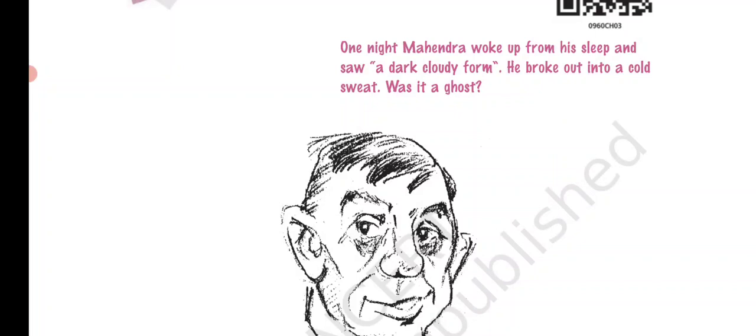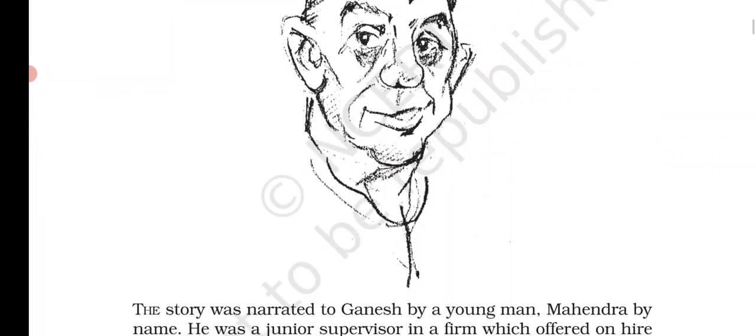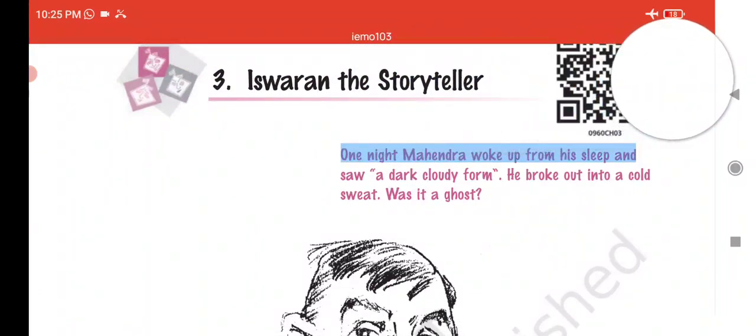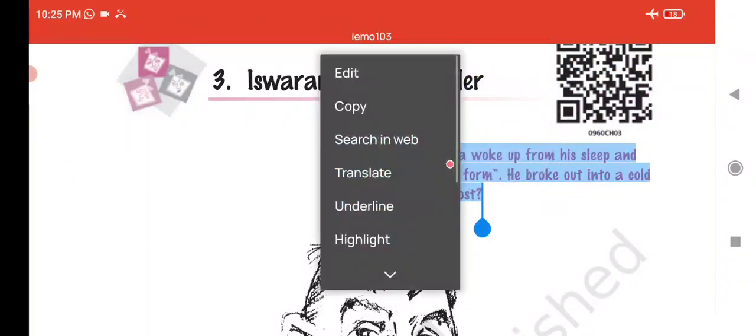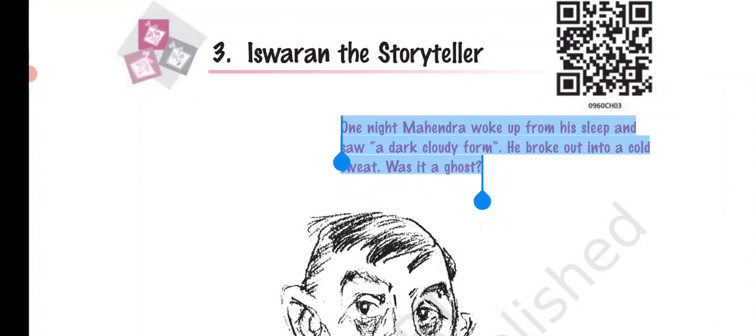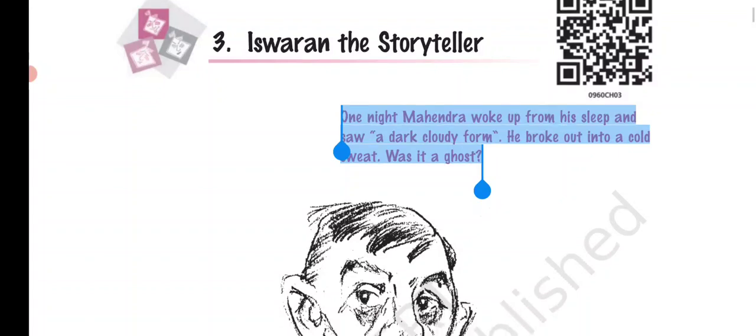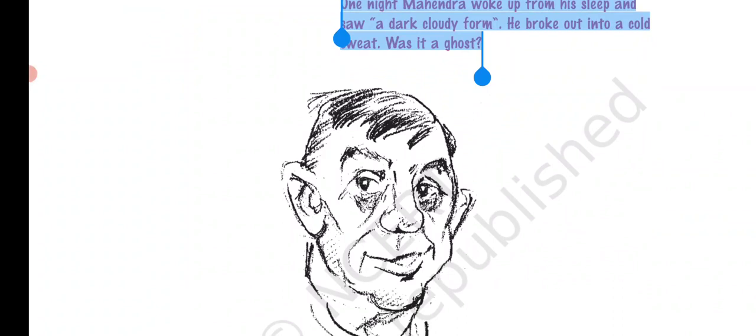So I will be highlighting the text for you so that you could keep track of the chapter. So I think we should start. Let's read. One night Mahindra woke up from his sleep and saw a dark cloudy form. He broke out into a cold sweat. Was it a ghost? It is more like a teaser for you children. It is one of the incidents that happened with Mahindra. When he woke up, he saw a dark cloudy form, and obviously he must have thought it was a ghost, and he broke out into a cold sweat. He was so frightened. Let's find out what that incident was.